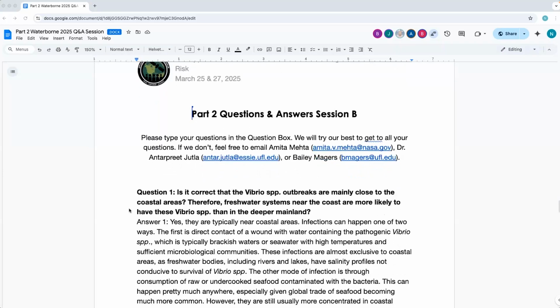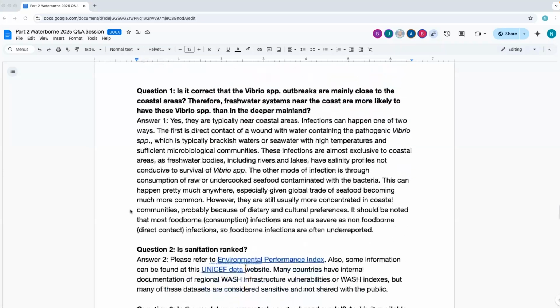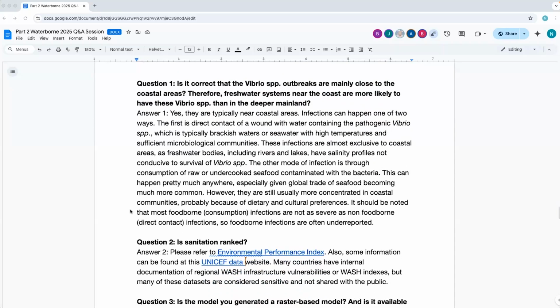Question 1: Is it correct that Vibrio outbreaks are mainly close to the coastal areas? Therefore, are freshwater systems near the coast more likely to have these Vibrio than the deeper mainland?